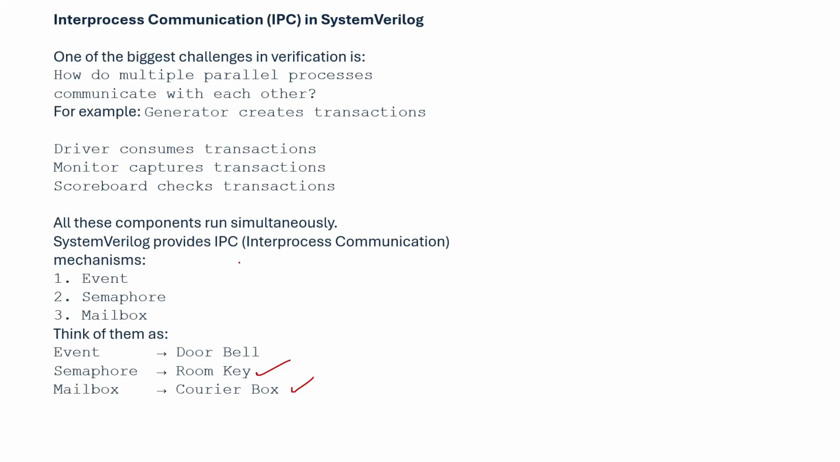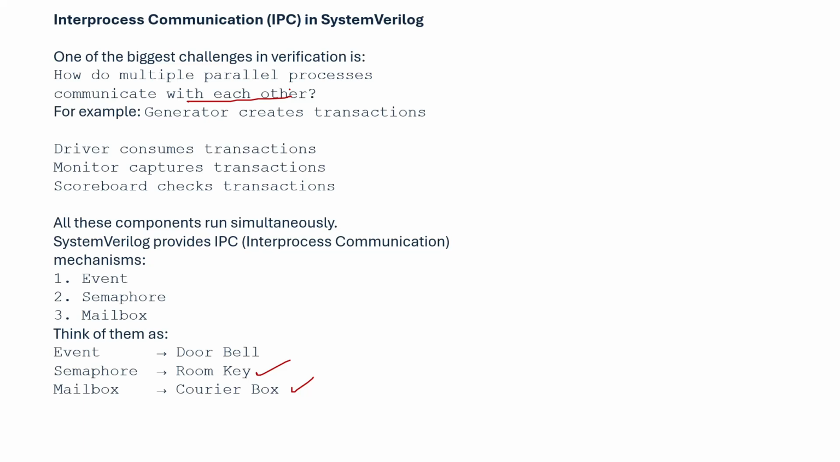See, what is the use of interprocess communication? It addresses one of the biggest challenges in verification: how do multiple parallel processes communicate with each other? That is the problem. Parallel processes are there, and they want to communicate at the same time. For that purpose we use IPC, interprocess communication.